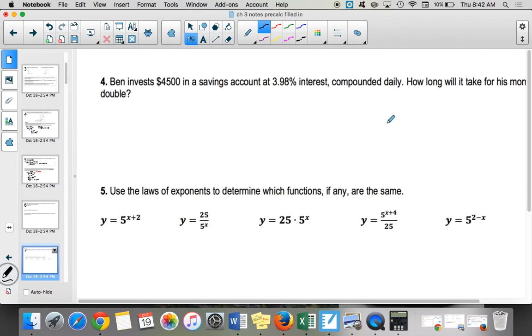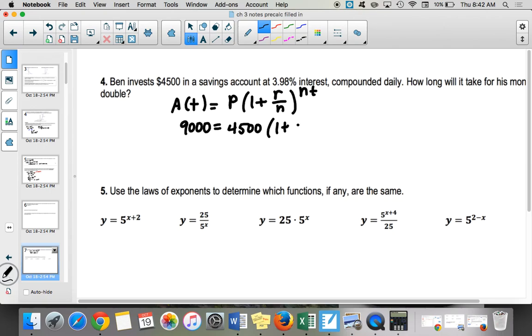So it says Ben invests $4,500 in a savings account that's 3.98% interest compounded daily. So we have A of t equals P times 1 plus r over n to the nt. And the reason I know it's this formula is because it's not saying compounded continuously, it's saying something like compounded daily. So daily, quarterly, yearly, monthly, right? These are all this formula. So he's investing $4,500, and we want to find how long it takes for it to double to 9,000. Our rate is 0.0398, 365 days. And we're finding how long it takes.